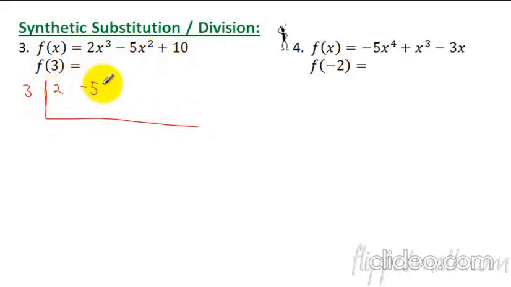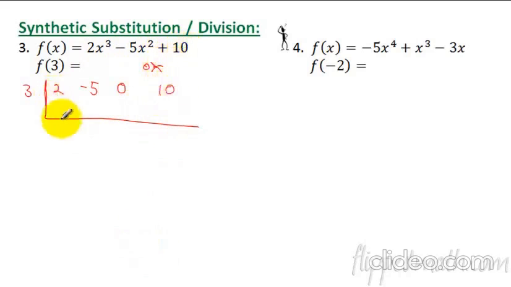So 2 is for the x cubed term. -5 is the x squared term. Notice there's no x term. So that means there's a 0 in front of the x term since it doesn't exist. So I'm going to put a 0 right there. Again, it's like a placeholder. And then once I get down to the constant, that is a 10.